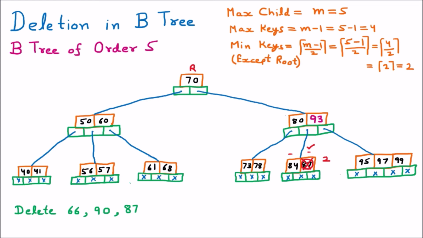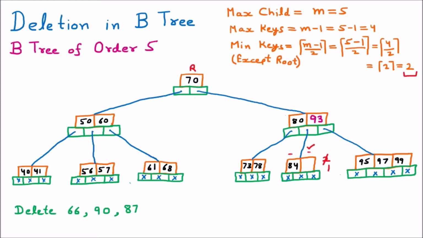So right now there are two keys available, and how many minimum keys should be there on every node except the root? That is 2. And we are going to delete it. So we are now deleting the 87 from here. So now node element 87 is deleted. So here only one key is remaining. So we are going to modify this.